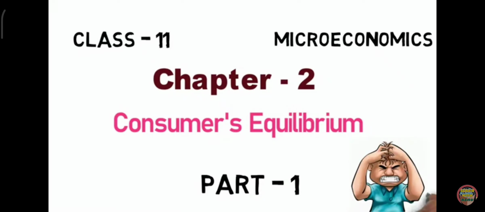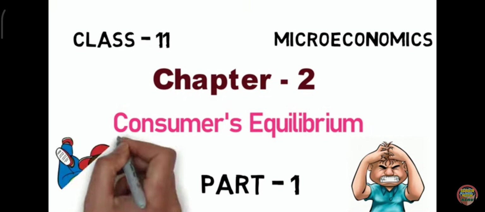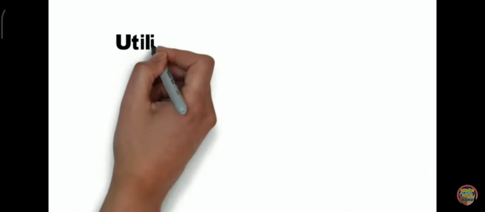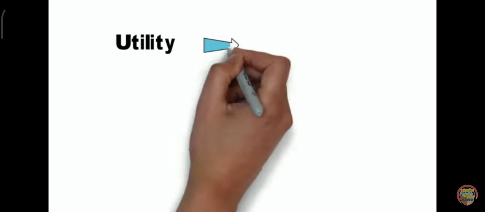Hi friends, today we are going to start with chapter number 2, Consumer's Equilibrium, part 1. Students find this chapter a little bit difficult, but when I explain it, you will find that it is a very interesting chapter and it is not that difficult. So the first concept in this chapter that we are going to study is utility.